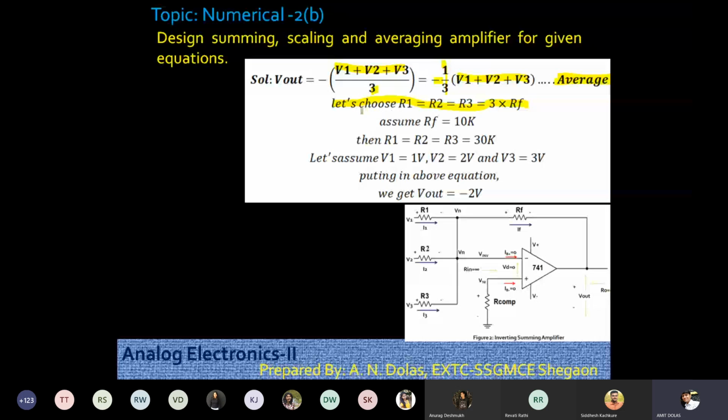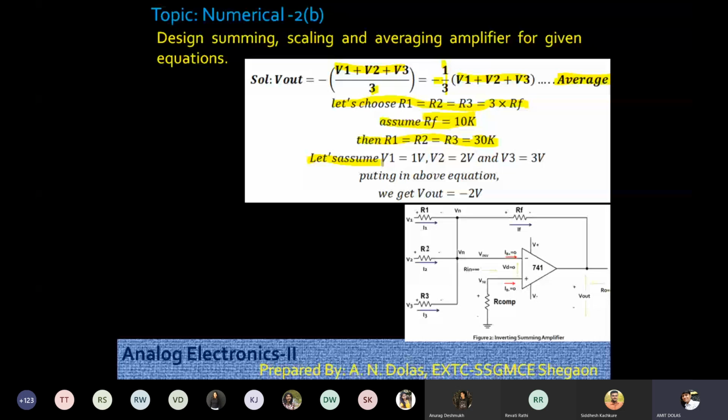So assume RF is equal to 10K. You have to assume, nobody will give you values in a design problem. Then assuming 10K, all other resistances R1, R2 and R3 will be 30K. And let's assume the values now. V1 I took 1 volt, V2 similar to the example I carried out, 2 volt, and V3 I took 3 volt.